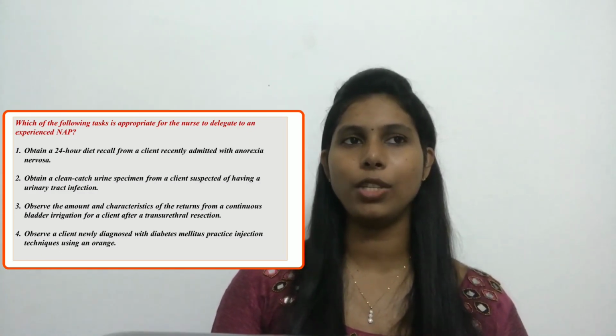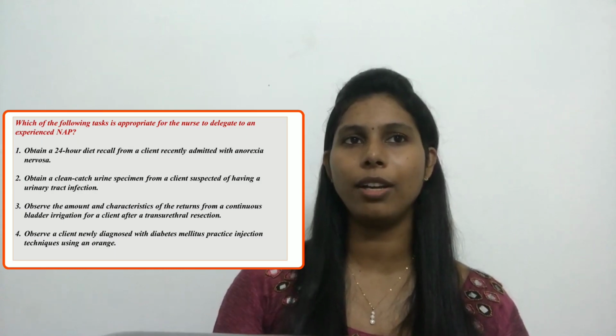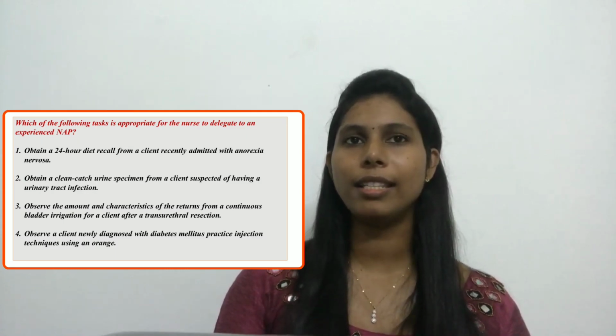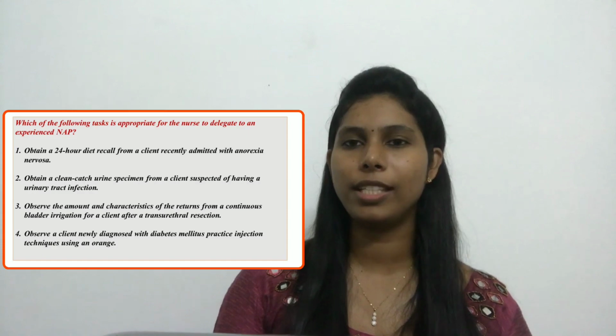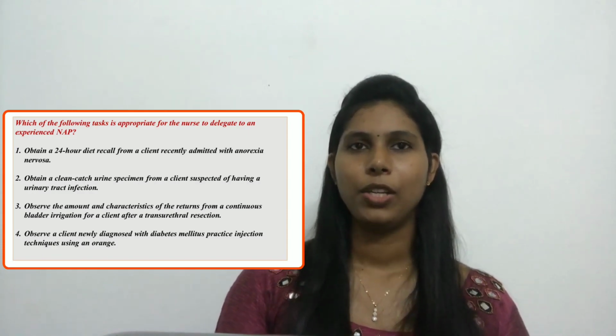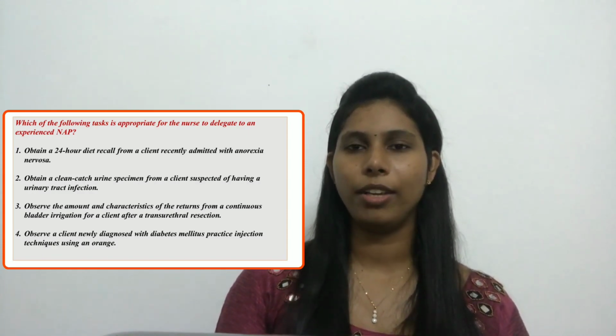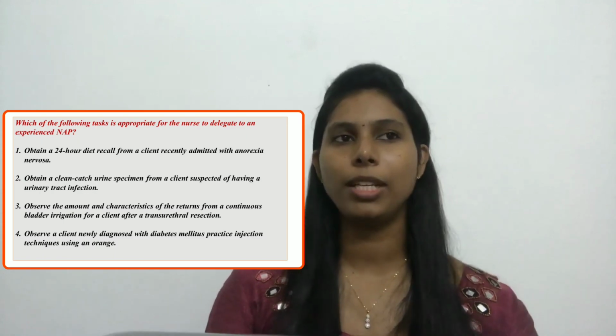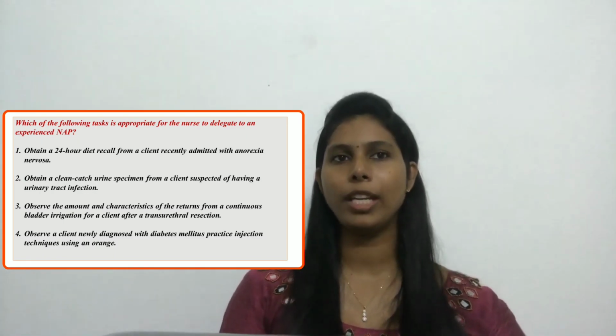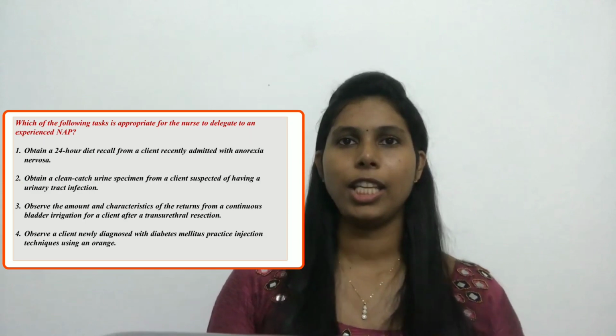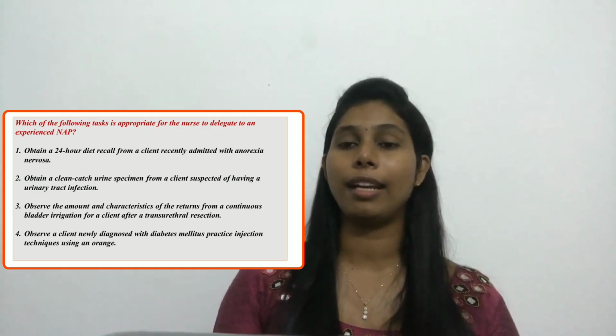The first option says obtain a 24-hour diet record from a client recently admitted with anorexia nervosa. So please concentrate on the keywords. The second option says obtain a clean catch urine specimen from the client suspected of having a urinary tract infection.